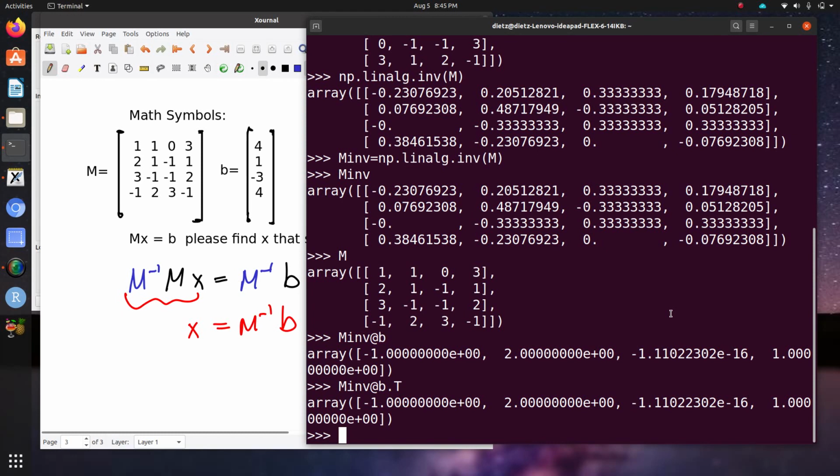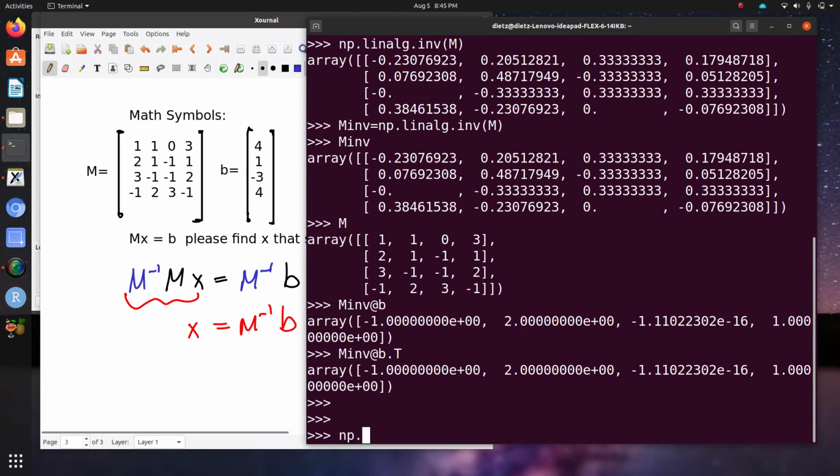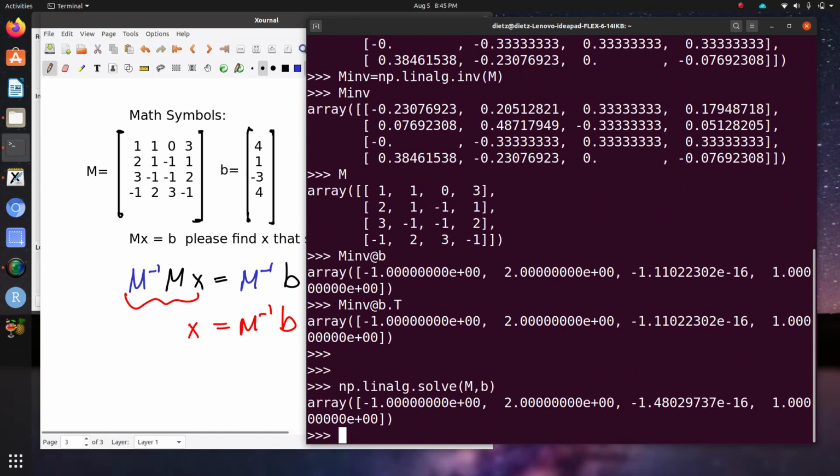By the way, the solve command is the preferred way to solve. You don't usually find the inverse matrix first, so I may as well give that to you. It's np.linalg.solve(M, b). And so that's the quick and easy way to solve. You don't normally find M inverse and multiply it by b. But for these exercises that you have, they're so small, they're so fast, you can do them either way, and I just want you to have fun playing with them and getting used to it.